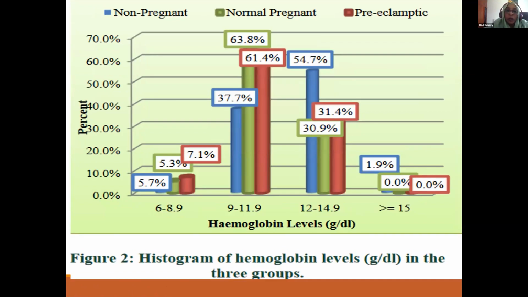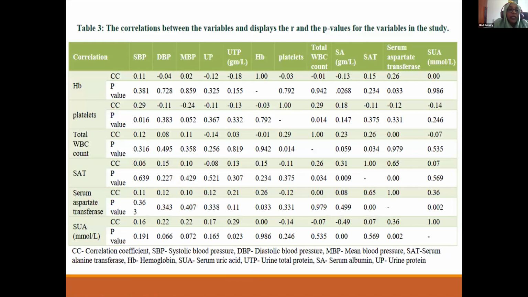This also shows the hemoglobin level changes between the three groups. Here also we see the correlations and the P values. You can do the readings: systolic blood pressure, diastolic blood pressure, vertical column with the horizontal column, and you can see the level of significance and correlation for each of our variables in this table.